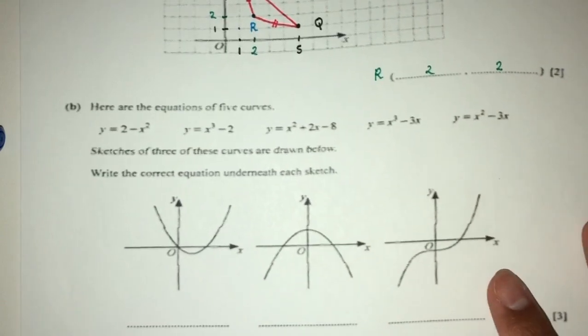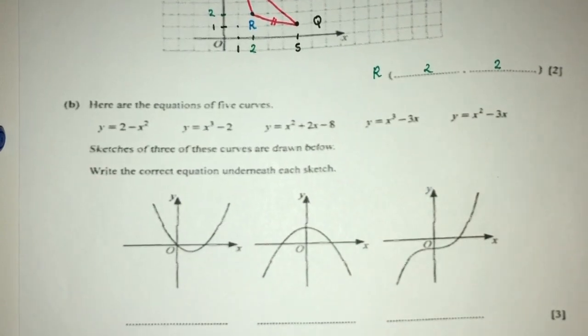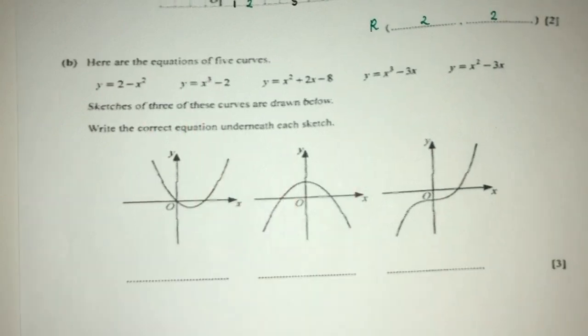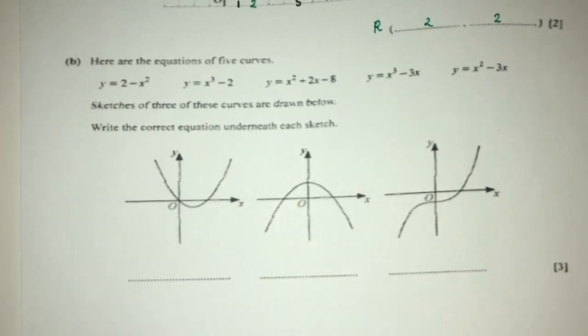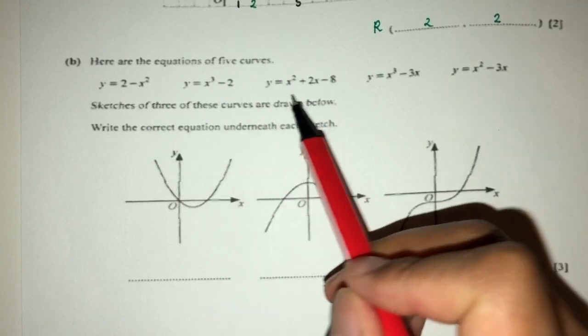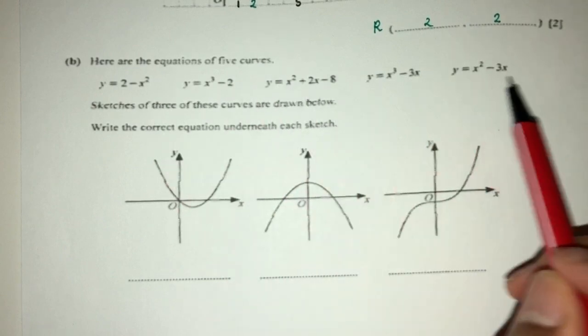Now for part B, here are the equations of 5 curves. Now sketches of 3 of these curves are drawn below. Write the correct equation underneath each sketch. It's pretty easy. So the first one, as you can see, we have seen this many times. This one is a minimum curve. So we know that the coefficient of x squared has to be positive. So it cannot be this. This is not possible. It can be this, or it can be this.